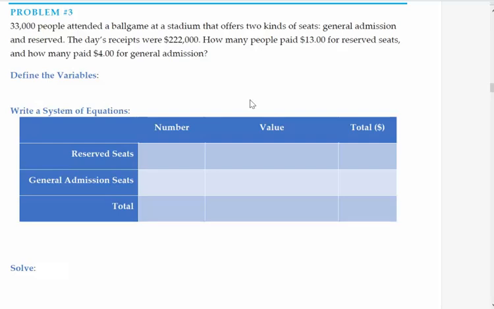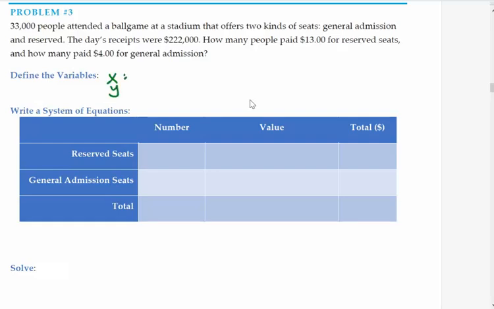All right, so we have to define our variables. Make sure that we do that to start off with. You can always use X and Y if you want to. Just keep it like that. But sometimes people look at it and go, okay, wait a minute, I'm trying to find out how many reserved seats I have and how many general admission seats I have. So sometimes people might use R for reserved seats or G for general admission. So you could use those, or you can just use X and Y. Doesn't matter to me.